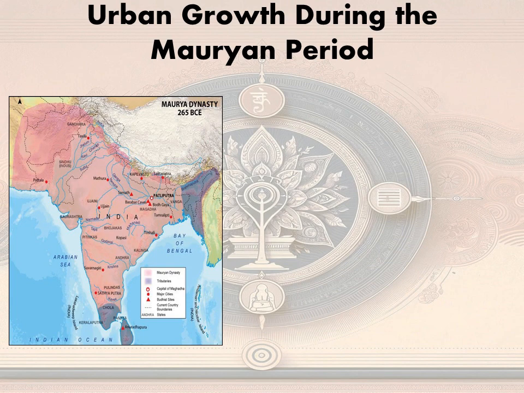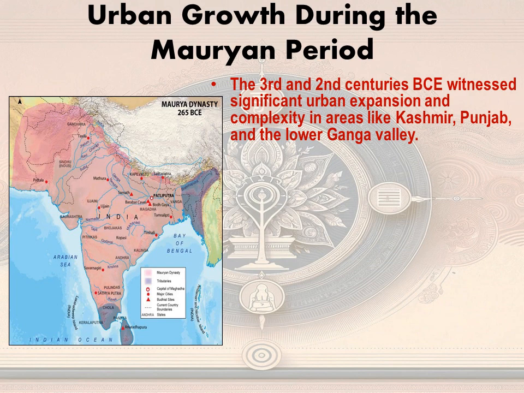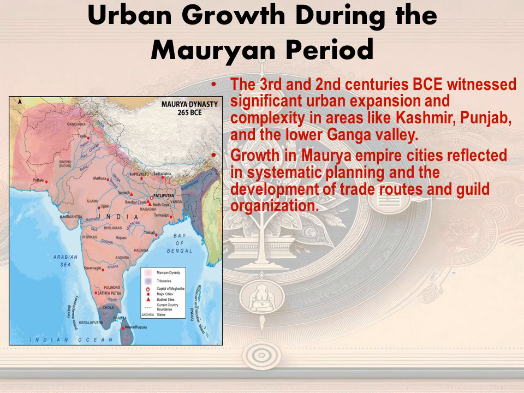Urban growth during the Mauryan period. Urban growth means growth of cities during the Mauryan period. The 3rd and 2nd centuries BC witnessed significant urban expansion and complexity in areas like Kashmir, Punjab, and Lower Ganga Valley. So, these are the areas where major urbanization and development took place, like in Kashmir, Punjab, and Lower Ganga Valley. And Lower Ganga Valley was completely inhabited before the Mauryan period.